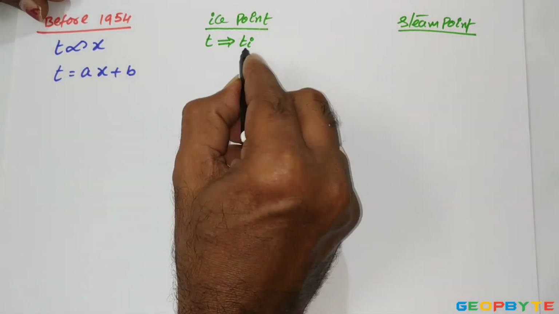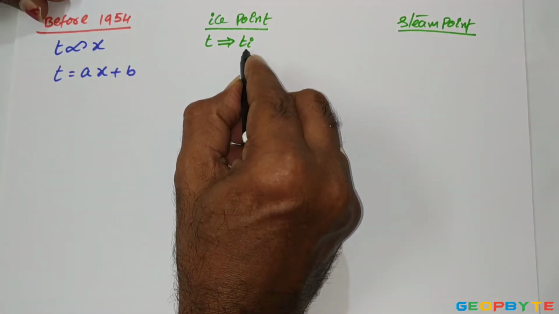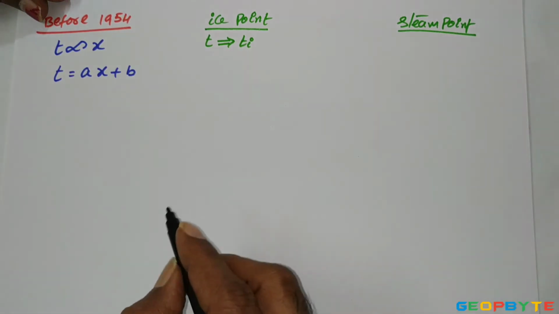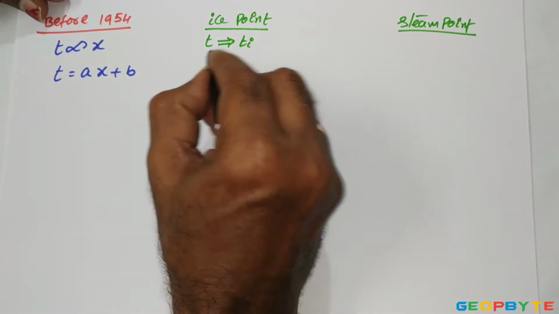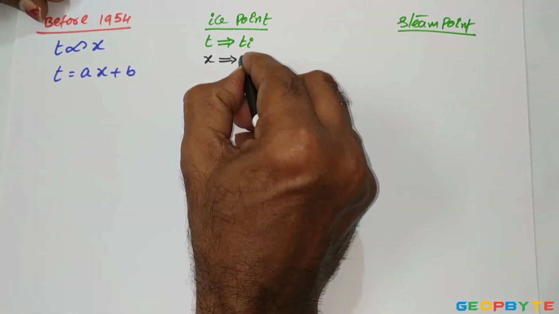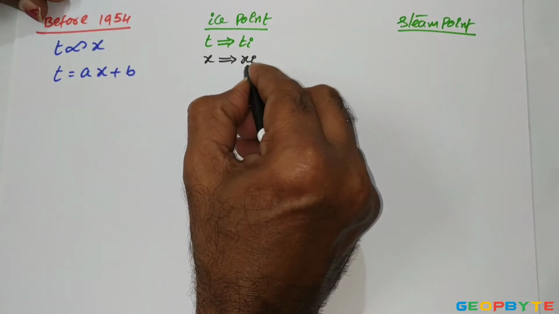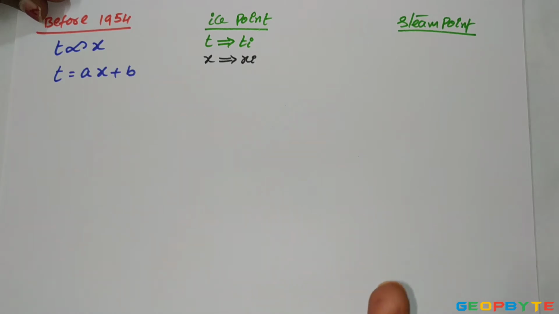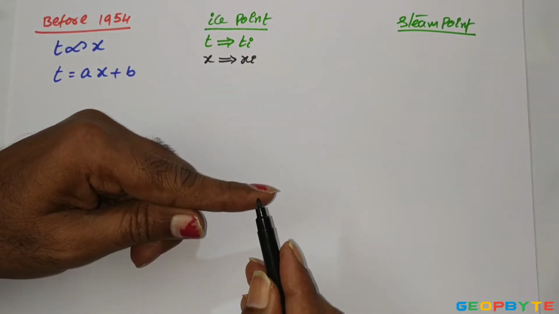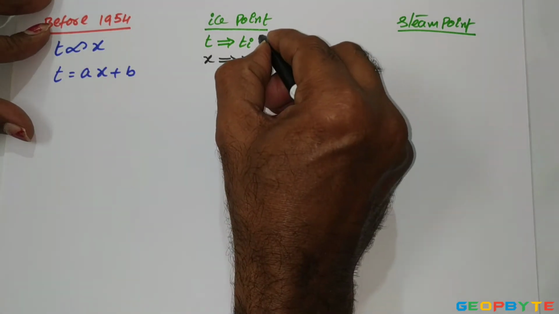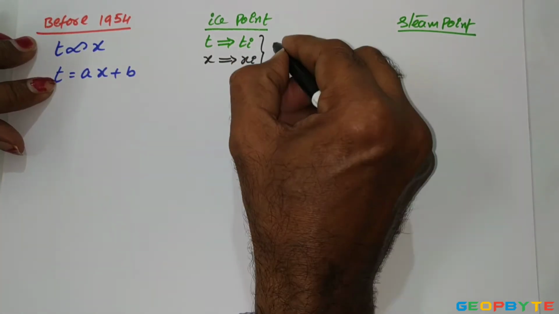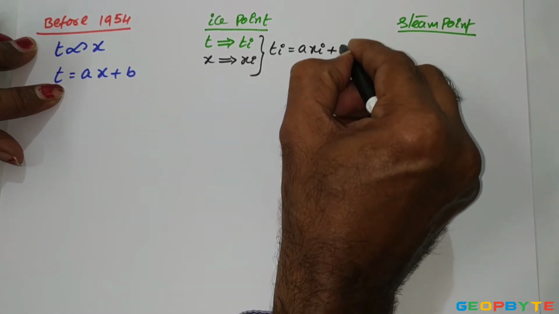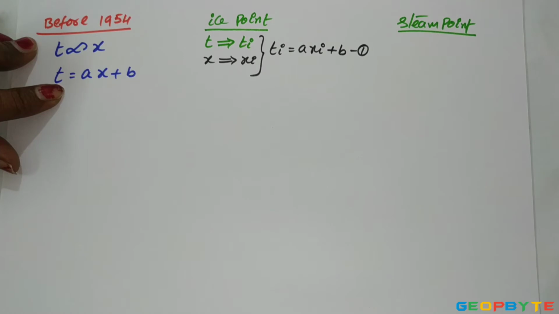At ice point, T becomes Ti, that Ti equal to 0 degree centigrade in SI system or 32 degree Fahrenheit in British system. When T becomes Ti, X becomes Xi. Xi is the thermometric property, meaning the expansion length of the mercury when the sensor is exposed to the ice point. With this information, let us write an equation: Ti equal to A xi plus B. Let this be equation number 1.